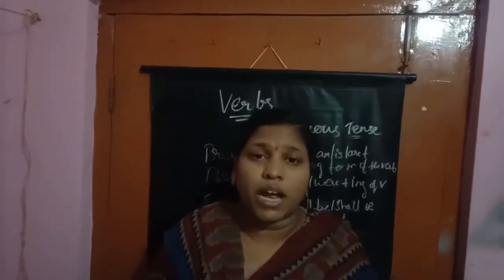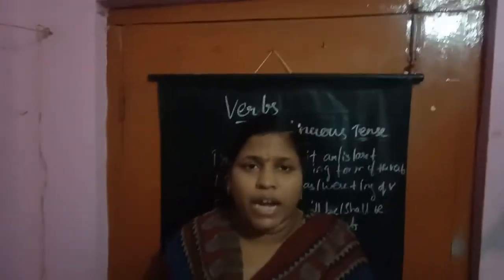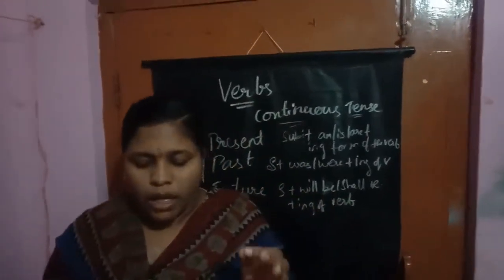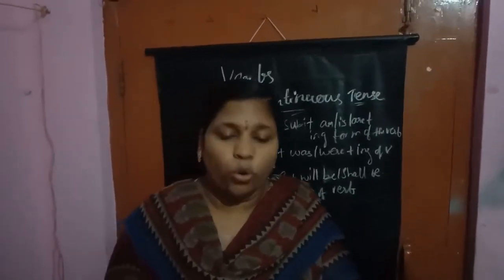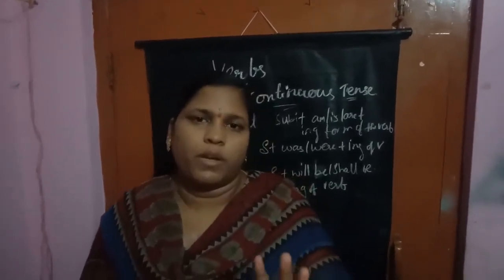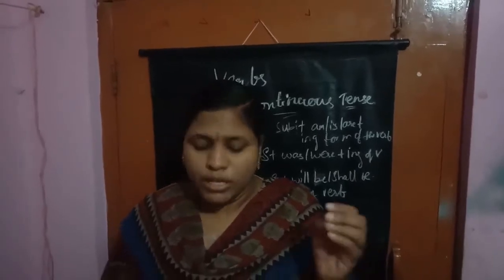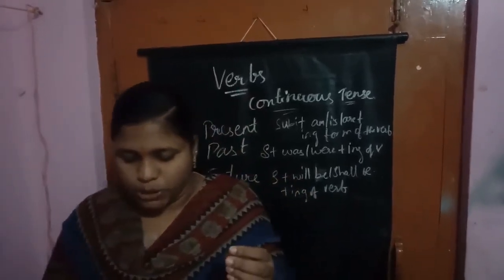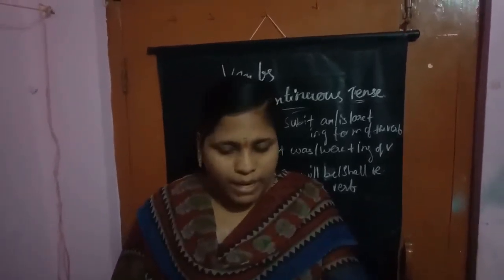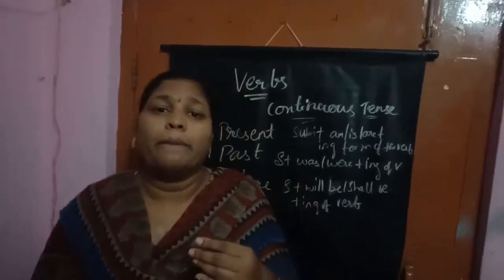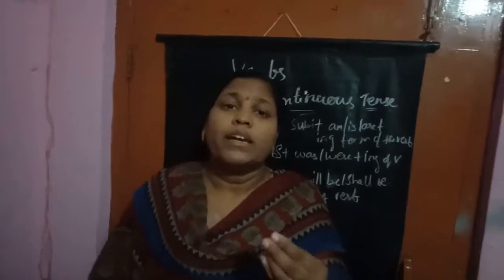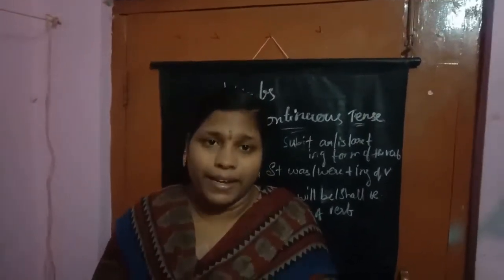What is the present continuous tense? Present continuous form of verb. The verb is used to express an action that is going on at the time of speaking. This verb form actually tells what is happening at the moment of speaking. Now, what am I doing? Now, I am teaching. I am explaining.